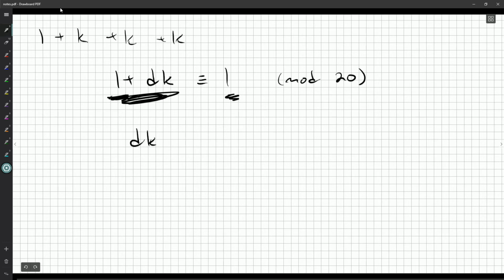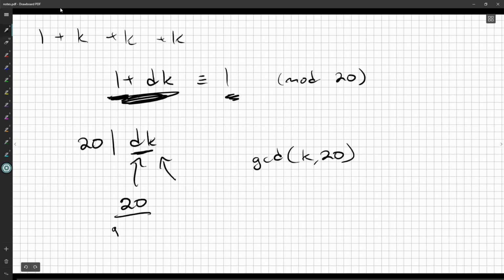So then you would need dk to be a multiple of 20. What's the smallest d that gives you a multiple of 20? Well, what factors of 20 are inside k? The biggest factor that k and 20 have in common is the GCD. So d has to be 20 over the GCD. At least that. So that's a more theoretical reason why this would work. Remember, it is a final answer only question.